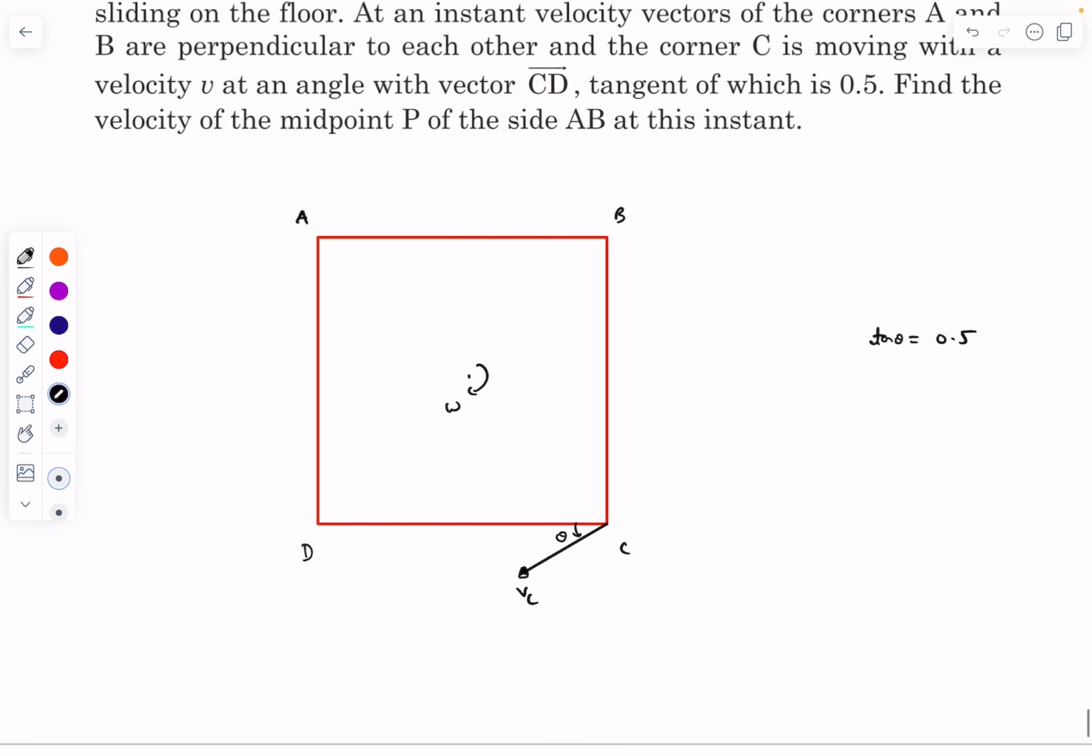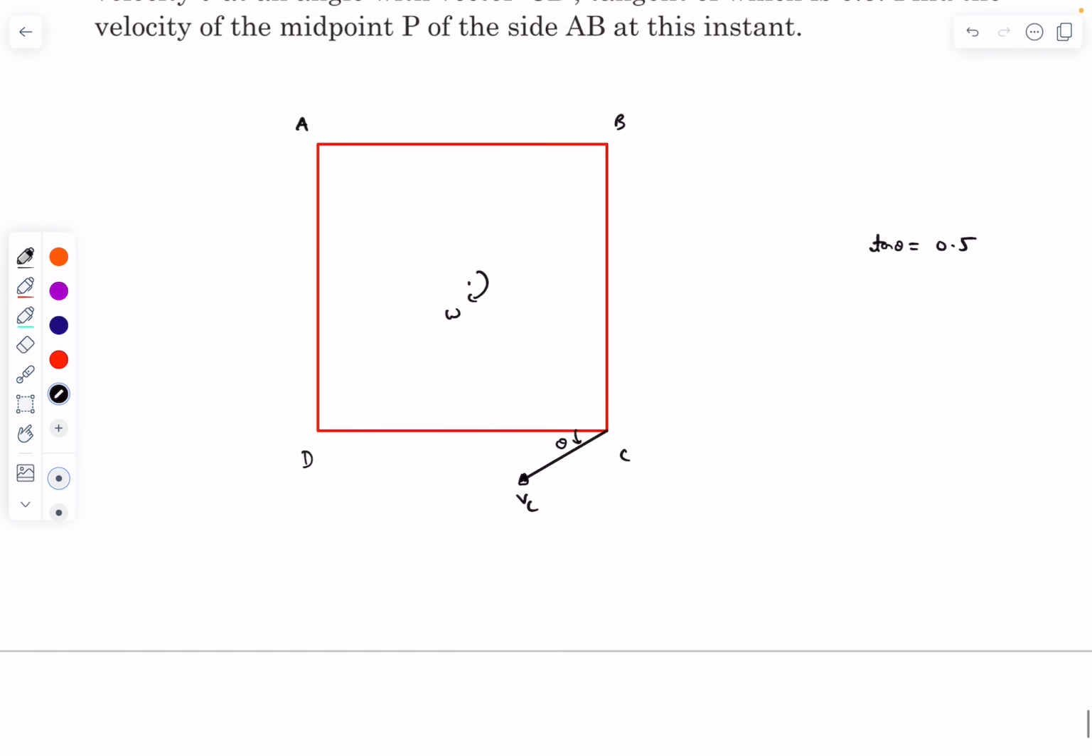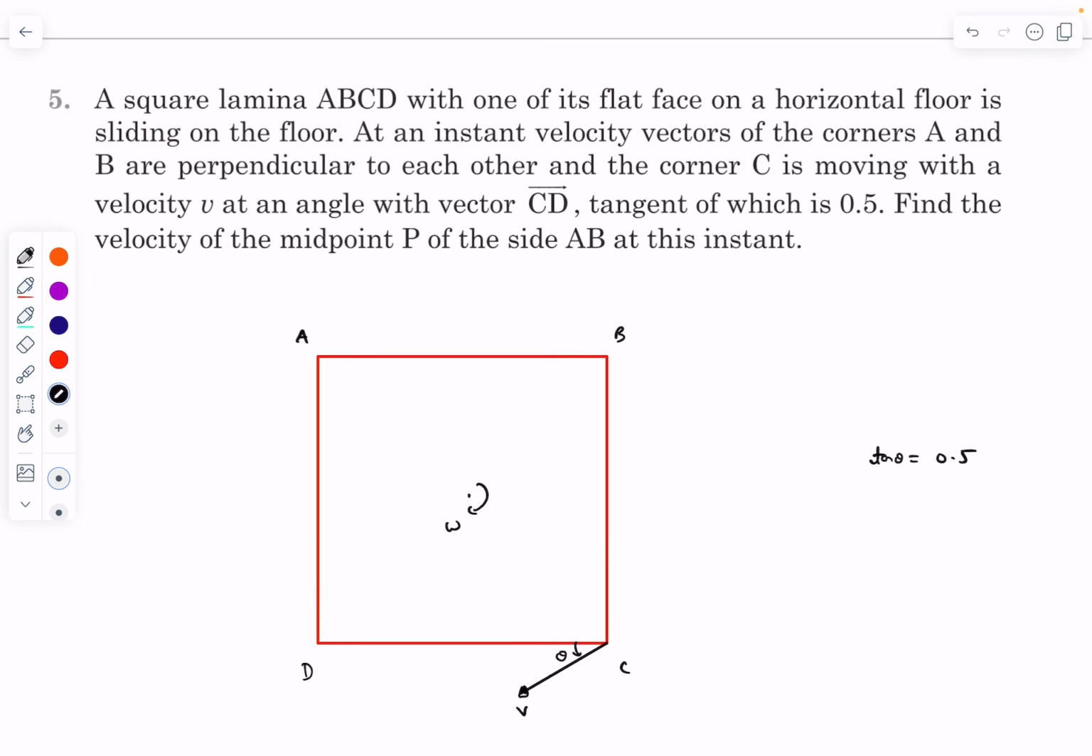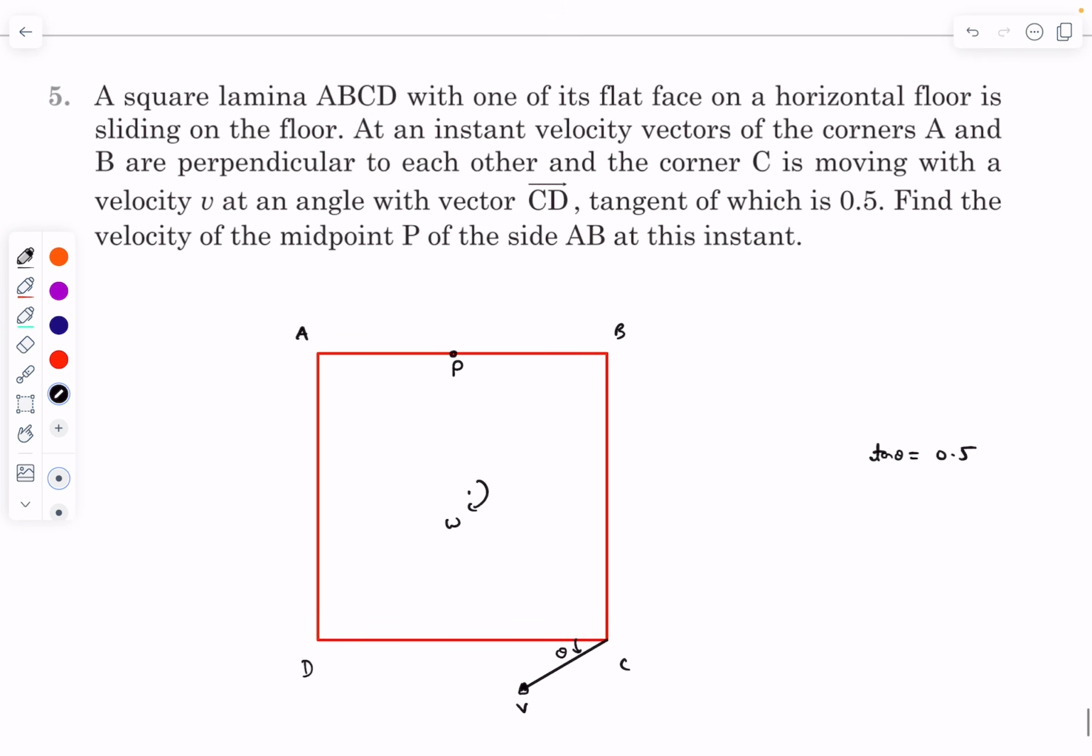So theta, I mean, you can determine theta by just calculating tan inverse of 0.5. So that theta is a known quantity. Okay, and the speed VC is given to be V. So we have to find the velocity of the midpoint of AB, which is this particular point over here.